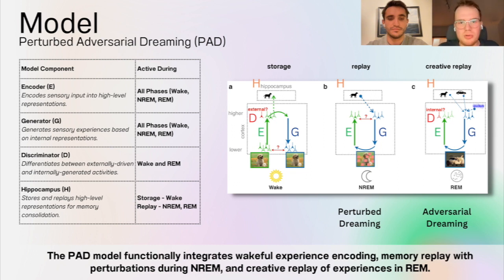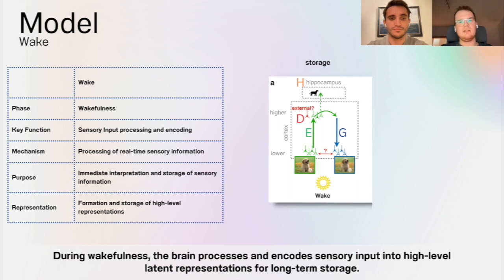Okay, we can also see 3 different phases here. You can see them on top of this image. Those are storage, replay, and creative replay. And those 3 phases are also called the wake phase, the NREM phase, and the REM phase. Those might sound familiar to you. I will explain each one separately, so it's easier for you. The first phase, the wake phase.